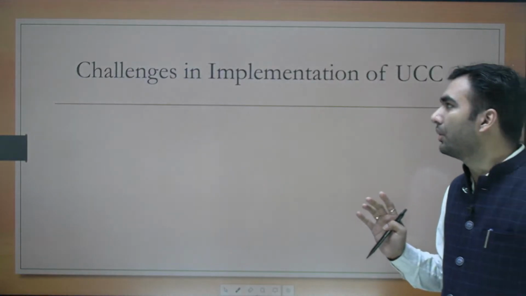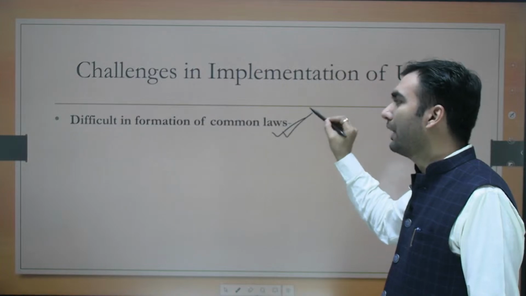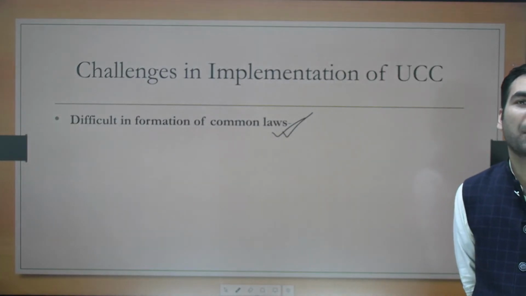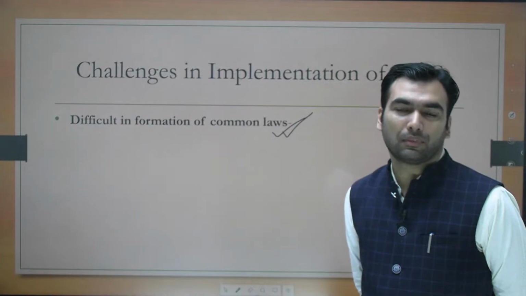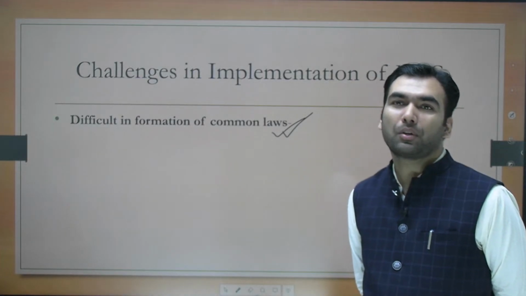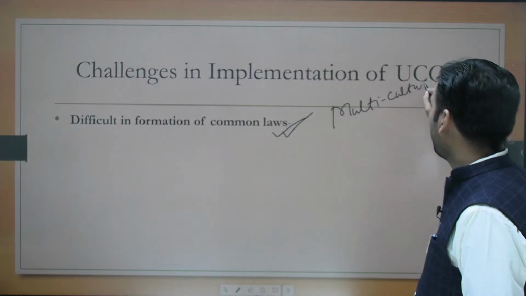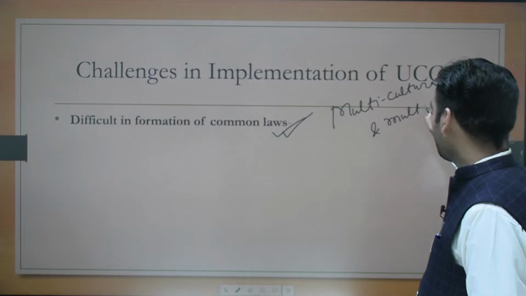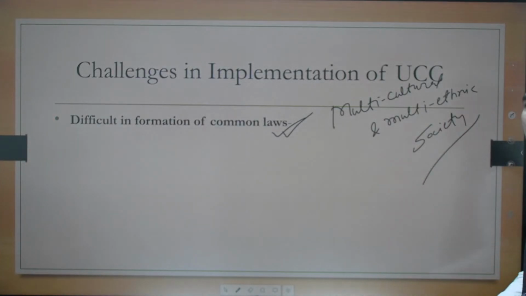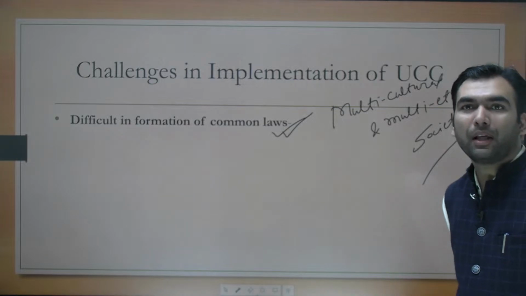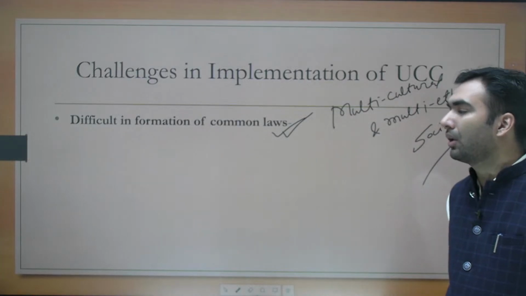Now let's see what the challenges are if we are to bring a uniform civil code now. First is, what is going to be that uniform civil code? It is going to be a big challenge to bring about a code which satisfies everyone, which all communities accept. India is a multicultural, multi-ethnic society. Their norms and traditions are very much varied, from region to region, place to place. In such a diverse society, to find a common law is extremely difficult.